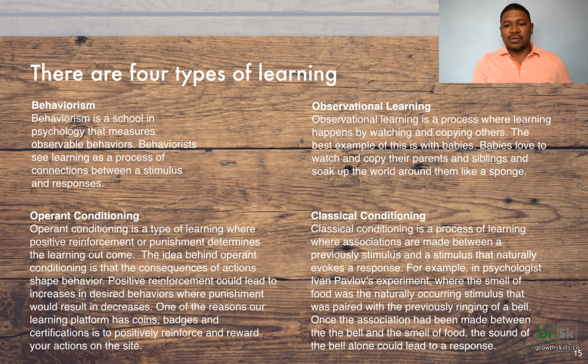Once that association had been made between the bell, that sound, the ringing of the bell, and the food, then what Pavlov was able to do was just ring the bell alone, and that would automatically make the dog salivate and think about food and be hungry, right? So those are the four types of learning and how you could actually teach them and help people grow, right? So I'll move on.